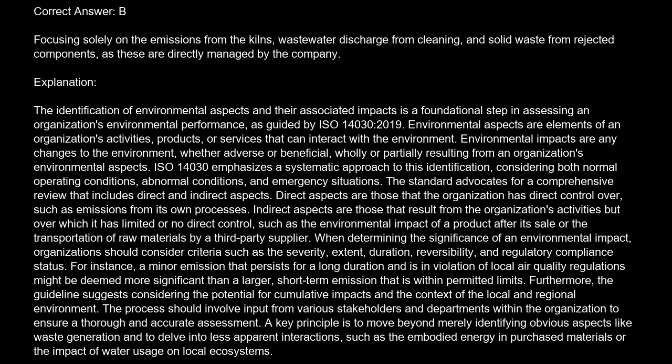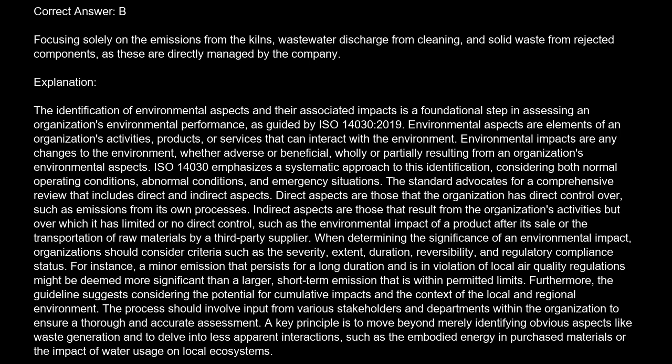When determining the significance of an environmental impact, organizations should consider criteria such as the severity, extent, duration, reversibility, and regulatory compliance status. For instance, a minor emission that persists for a long duration and is in violation of local air quality regulations might be deemed more significant than a larger, short-term emission that is within permitted limits. Furthermore, the guideline suggests considering the potential for cumulative impacts and the context of the local and regional environment.